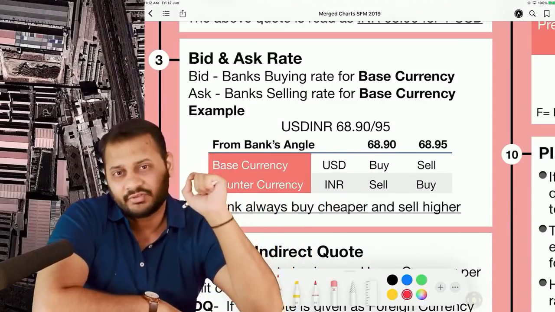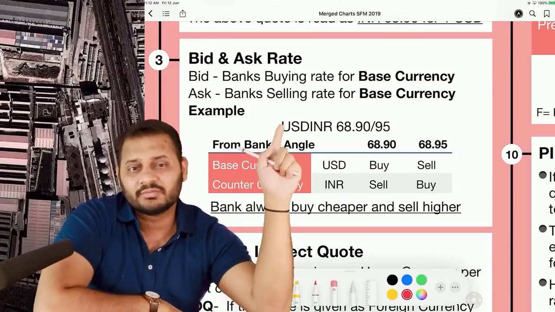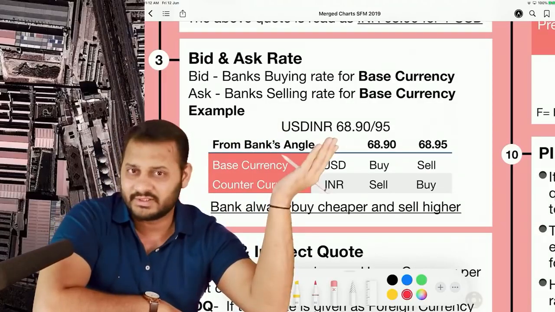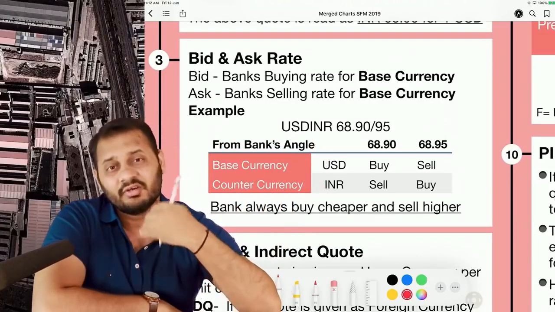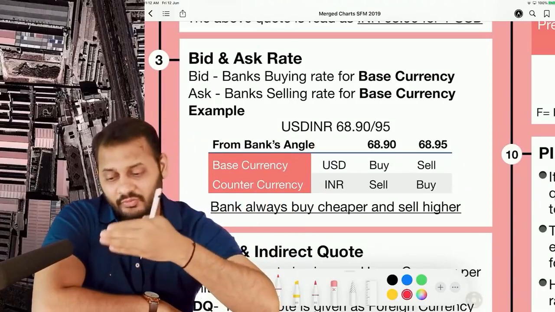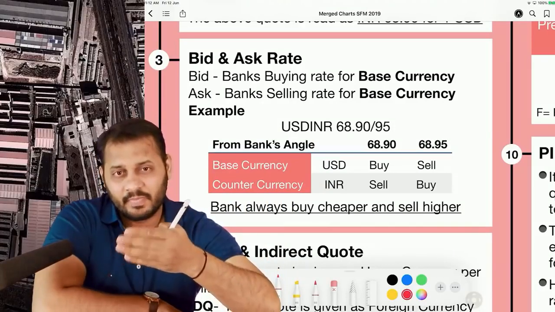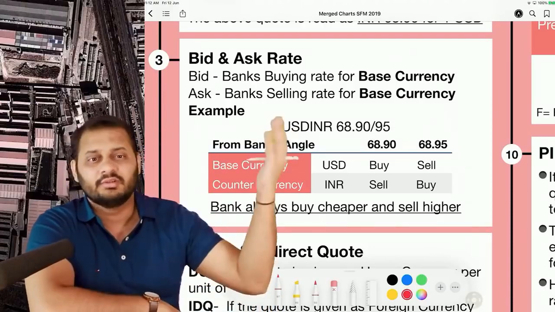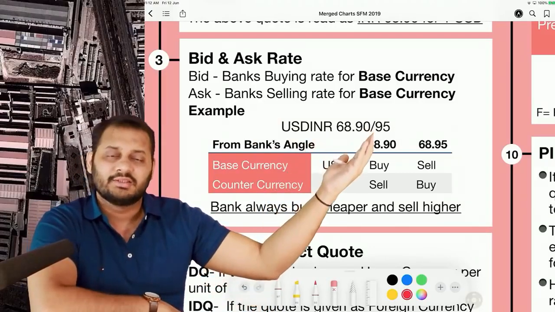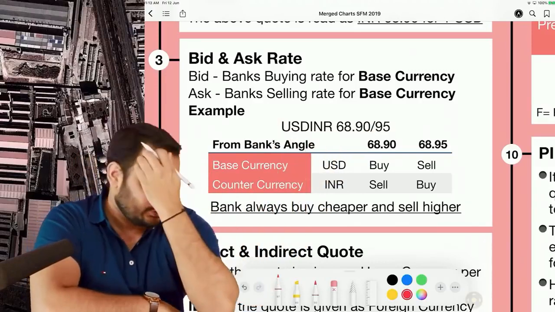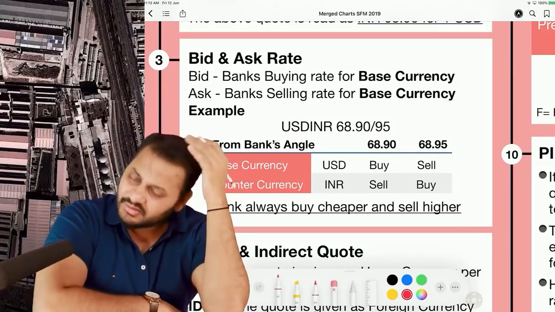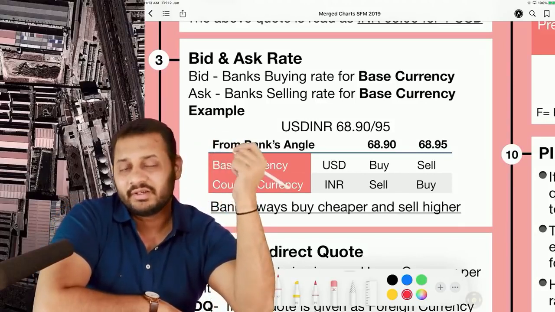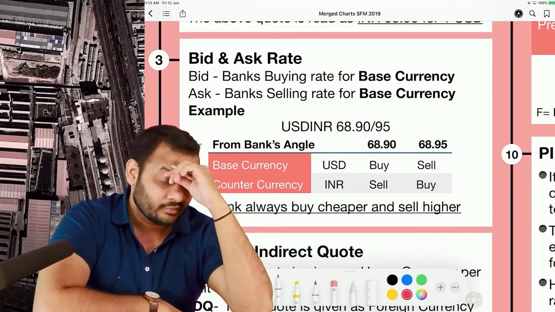Every time, make sure that your requirement is in terms of base currency. If it is already there, then the question is very simple. If it's not there, convert your requirement. If you want to sell rupees, that means you want to buy dollars. If you want to buy dollars, the base currency is dollar, so the ask rate is applicable. One thing we have to remember is to always interpret in terms of base currency.